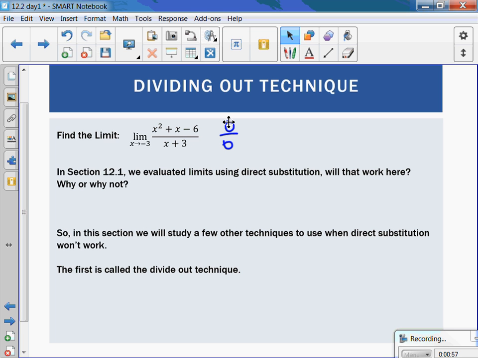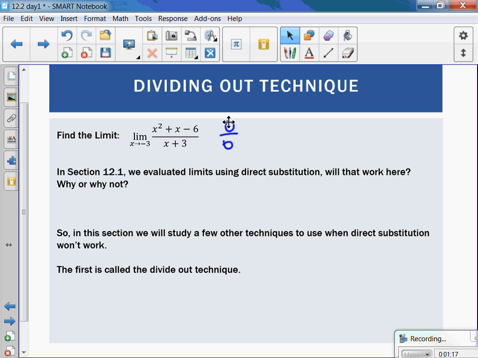Indeterminate meaning we still haven't determined, there is an answer, but we haven't determined what it is. 0 over 0 doesn't give us enough information. There are multiple techniques out there to help us find the limits. One of them is using derivatives, which those of you going to calculus will find out about.